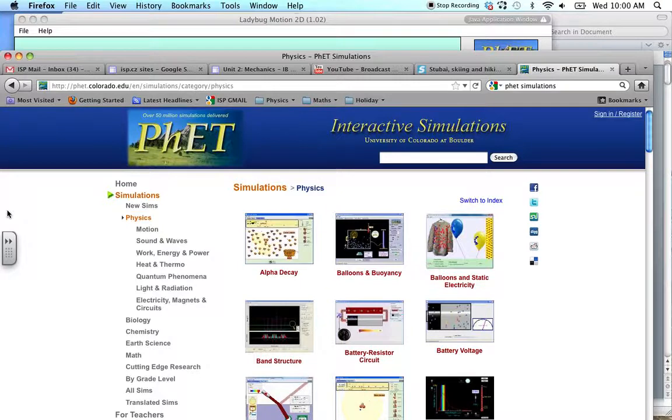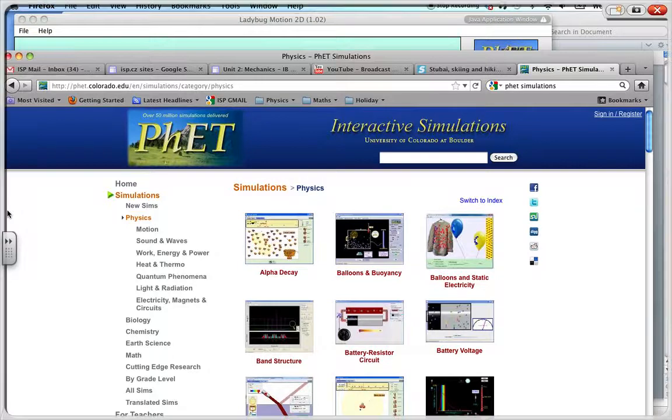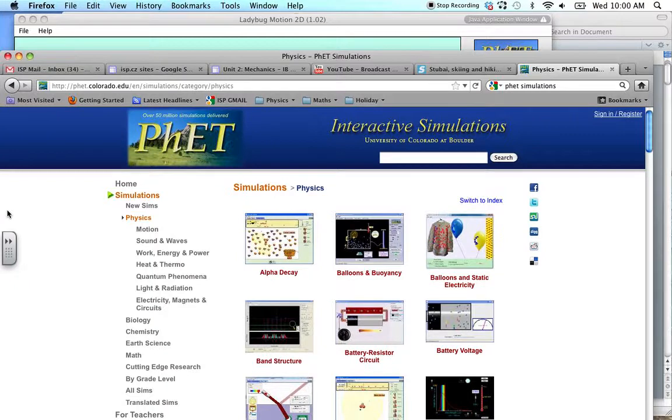It's a wonderful site. It's got lots of different simulations, not only for physics, but also for other subjects. There's also some math ones, or if you're taking chemistry or biology, you can use those. So it's a wonderful site, and I'm going to be using a number of these simulations. I thought I'd just tell you that.